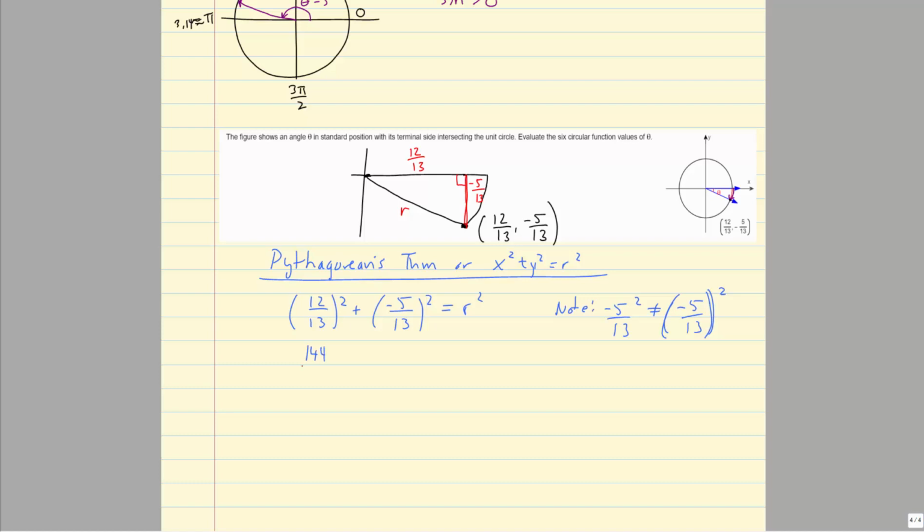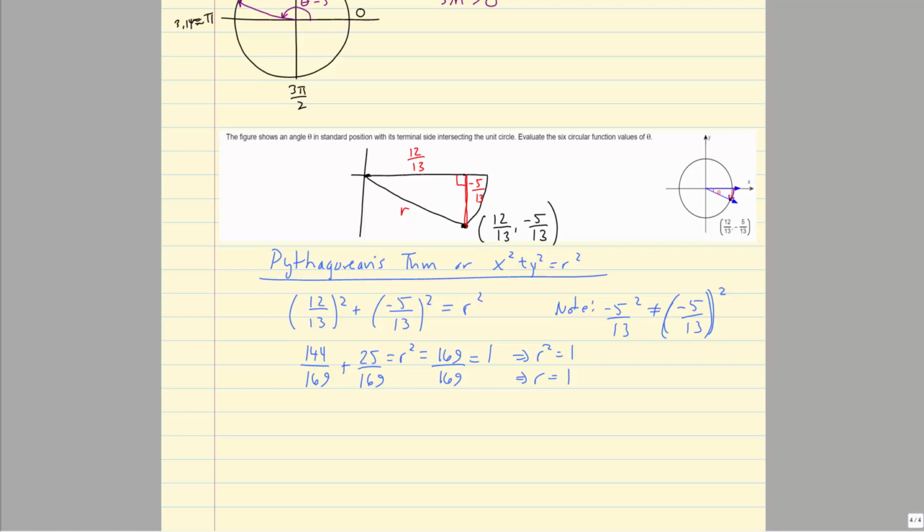So 12 squared is 144, 13 squared is 169. Negative 5 times negative 5 is a positive 25. 13 squared again is 169. And 144 plus 25 would be 169 over 169, which is 1. So here I get r squared equals 1, which means r is equal to plus or minus 1. Radius is not something we're looking at in terms of direction, but just a length. So r is equal to a positive 1. So that could be one way that we could start this.